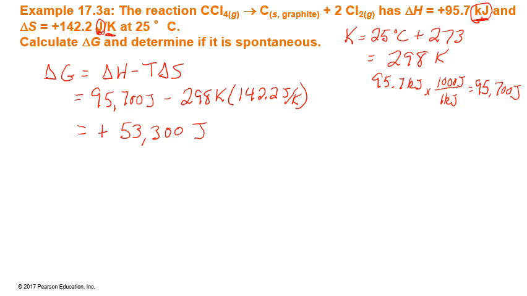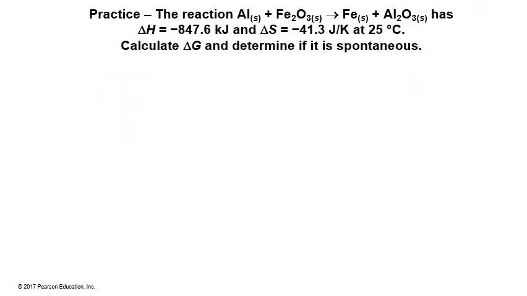So what does this mean? This means that because we ended up with a positive value, this is not spontaneous at this temperature. If we wanted to make this spontaneous, our temperature would have to get much larger so that we could overcome that positive value for our enthalpy.